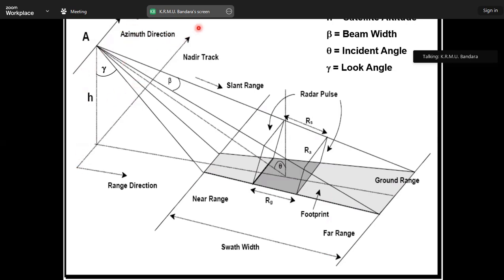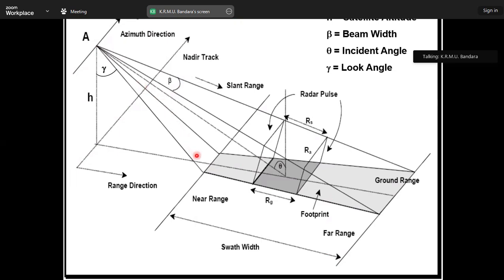Nadir track. In your optical remote sensing, this strip is coming in the nadir track. Center is the nadir track, both sides same. This is your scanning area, but this one is a side. Okay, this is the look angle, gamma. This is the beam width. The antenna is sending the beam. This is the beam width in azimuth direction.